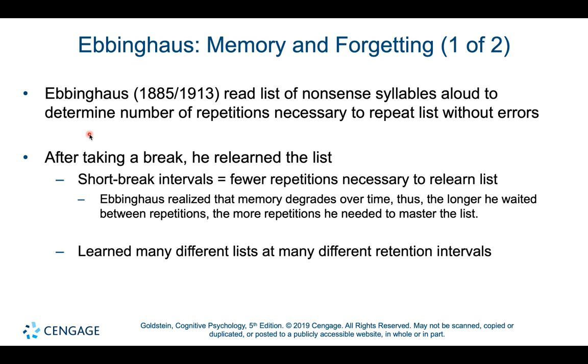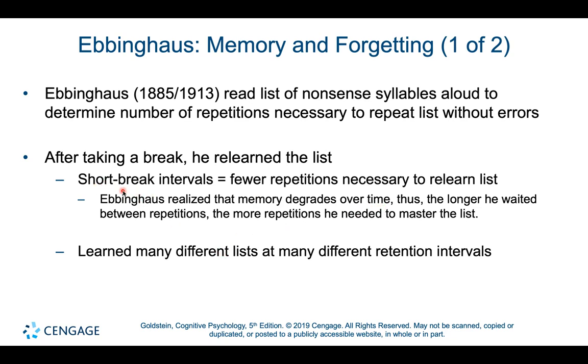So he gets the list down. He can remember the list perfectly. He takes a break, and then he comes back and sees how many times he has to study the list to remember it again. He found that after these short intervals, it took fewer repetitions of the list in order to learn it better. An interesting thing that he found is that the longer this interval, the worse his memory for the list, right? This makes intuitive sense now, but he's the first person to find this, that memory degrades over time.